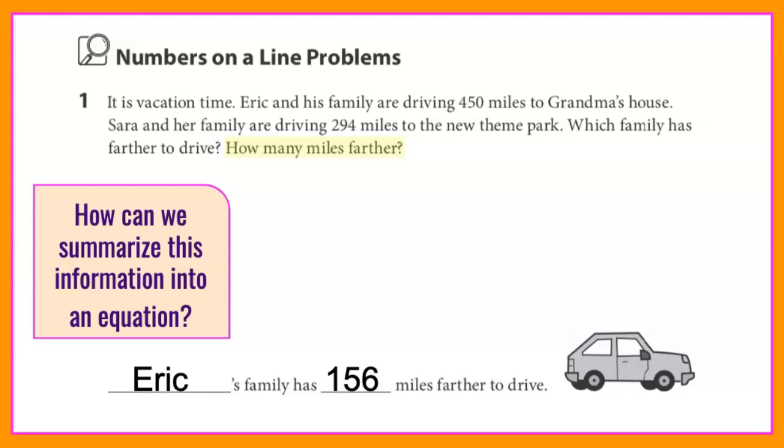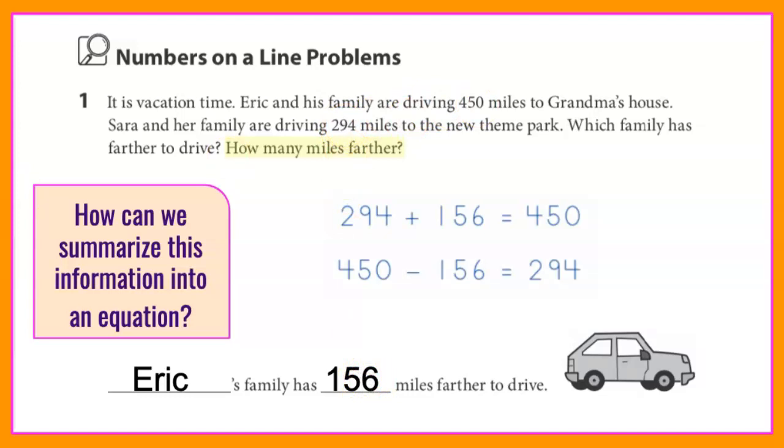Now with our open number line, it seemed a lot like we were adding because we counted up from 294 to 450. So we can write an equation that looks a little something like this. 294 plus 156 equals 450. We know that's true because we're using all the information from our problem.